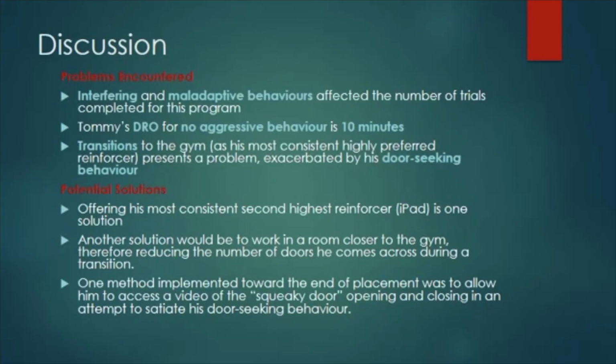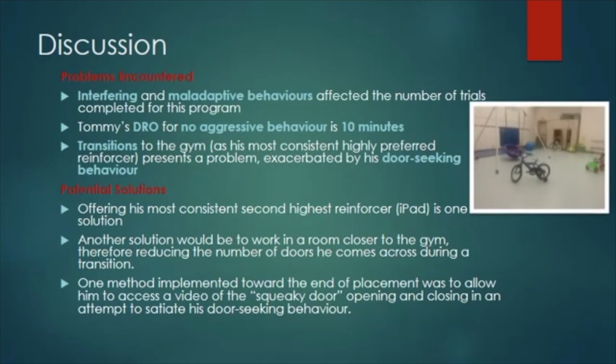There were a number of problems encountered in the implementation of this program which I'd like to address here. As mentioned earlier, Tommy's interfering and maladaptive behaviors can affect the number of trials that can be completed for any program, and of course this program was no different. Tommy's DRO for no aggressive behaviors is 10 minutes, and going to the gym is his most consistent, highly preferred reinforcer. This presents a problem due to his difficulties with transitions, which is exacerbated by his door-seeking behavior. This is all very time-consuming.